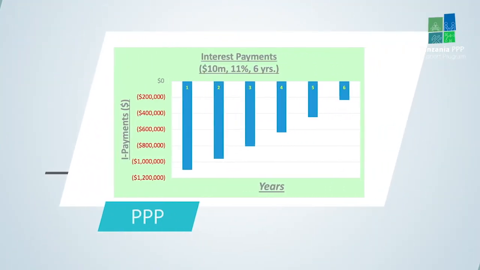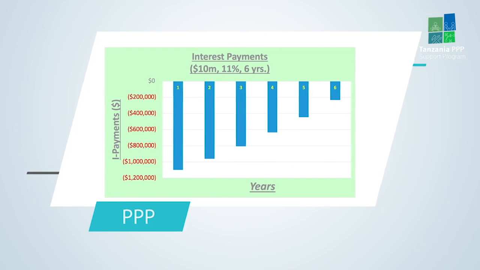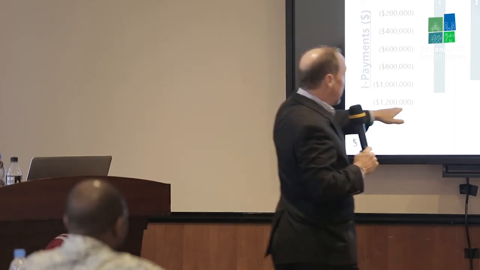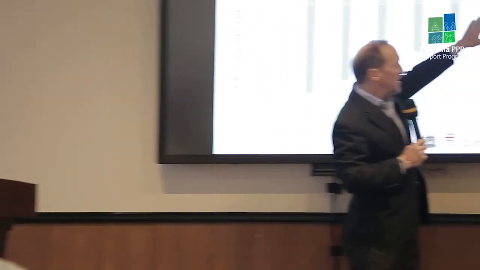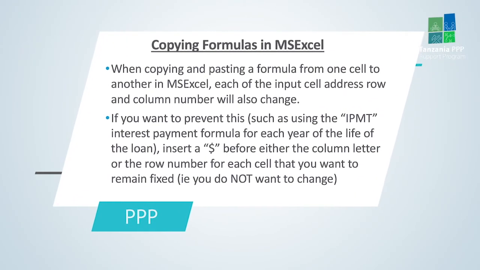So here is what you would see in interest payments. Just a simple graph of saying if we show interest payment as a negative number, here's the interest payment for year 1, for year 2, 3, 4, 5, and 6. They decrease over the life of a loan as you expect.